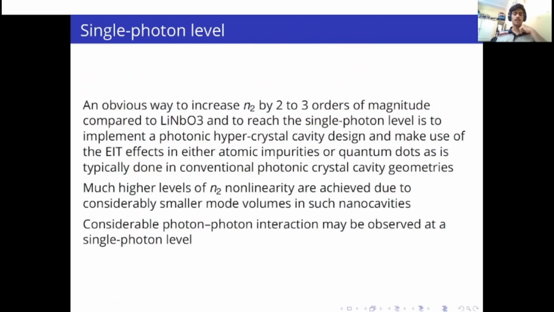Now, till now we haven't discussed single photon interaction. To increase single photon interaction, we should increase non-linearity. So an obvious way to increase non-linearity is to increase N2. An obvious way to increase N2 by 2 or 3 orders of magnitude compared to LiNbO3 and to reach the single photon level is to implement a photonic hypercrystal cavity design and make use of the EIT effect, that is the electromagnetically induced transparency effect, in either atomic impurities or quantum dots, as is typically done in conventional photonic crystal cavity geometry. Much higher levels of N2 non-linearity are achieved due to the considerably small mode volumes in such nanocavities. Considerable photon-photon interaction may be observed at a single photon level, just by increasing N2.